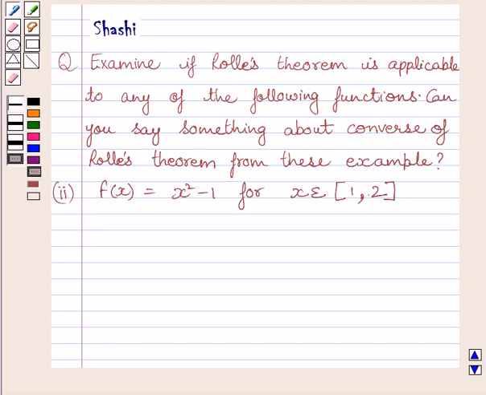Let us discuss the following question. Question says, examine if Rolle's theorem is applicable to any of the following functions. Can you say something about converse of Rolle's theorem from these examples? Second part is, f(x) is equal to x square minus 1 for x belonging to closed interval 1 to 2.